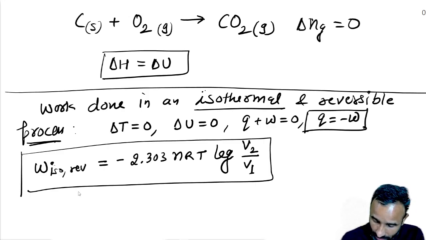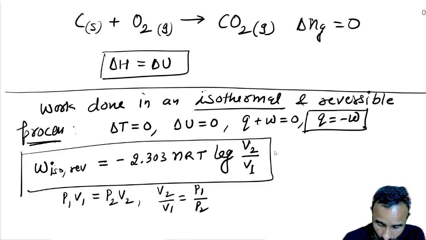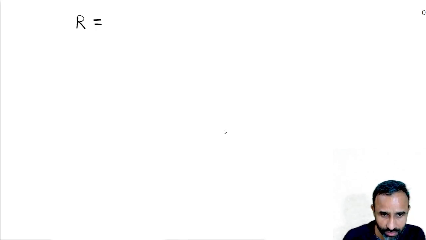Now, according to Boyle's law, at constant temperature P1 V1 equal to P2 V2. So V2 by V1 equal to P1 by P2. So you can write P1 by P2 instead of V2 by V1. And n is the number of moles, R is the gas constant. The value of R is sometimes given, but what is the value of R in joules?